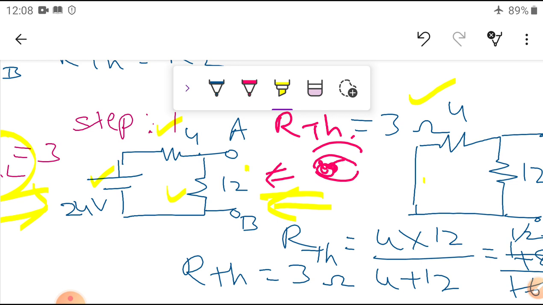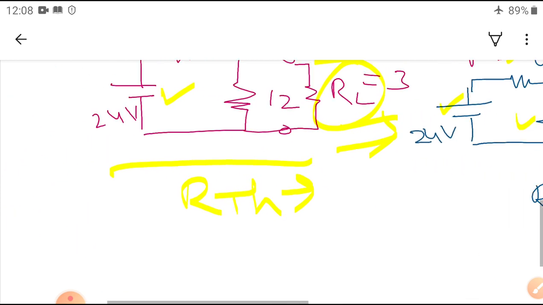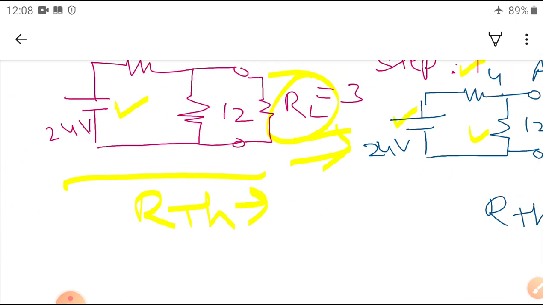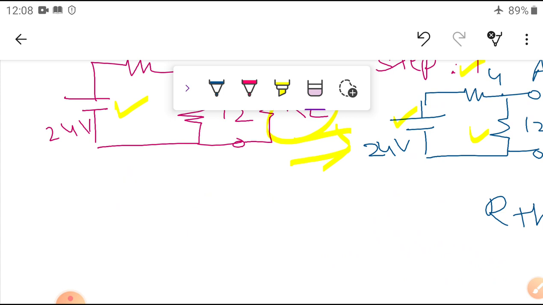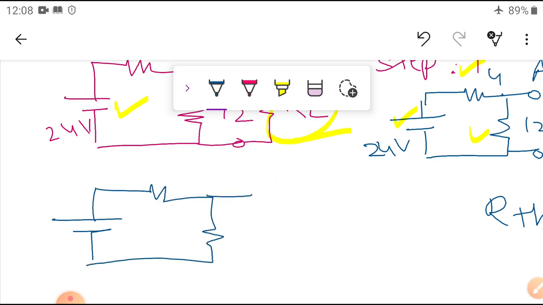Now coming to the second step. I require V Thevenin's, so you calculate the V Thevenin's. Now, this is the basic circuit. From this basic circuit I am going to calculate. This is the voltage, this is the resistance connected here, AB terminal, 24 volts. This is 4 ohms. This is 12 ohms. I want to see the voltage from here.